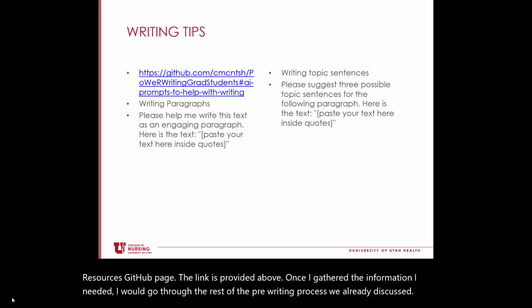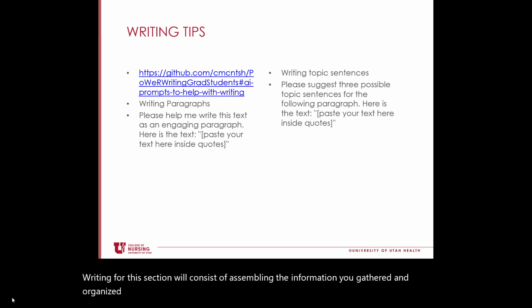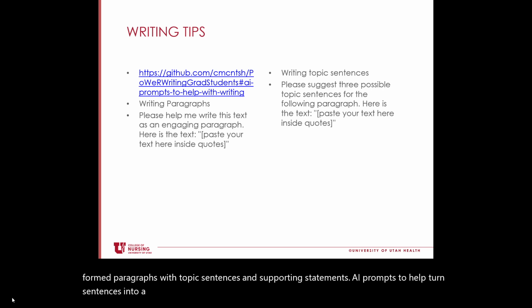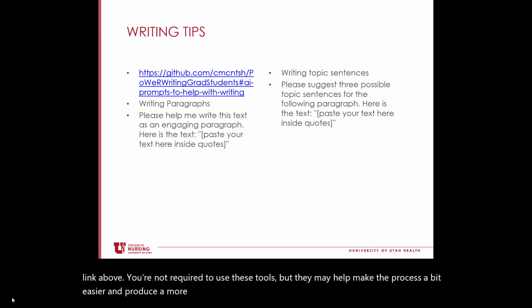Writing for this section will consist of assembling the information you gathered and organized during pre-writing into cohesive paragraphs. Eventually, I will be looking for well-formed paragraphs with topic sentences and supporting statements. AI prompts to help turn sentences into a paragraph and craft topic sentences are available on my GitHub page at the link above. You're not required to use these tools, but they may help make the process a bit easier and produce a more polished finished product.